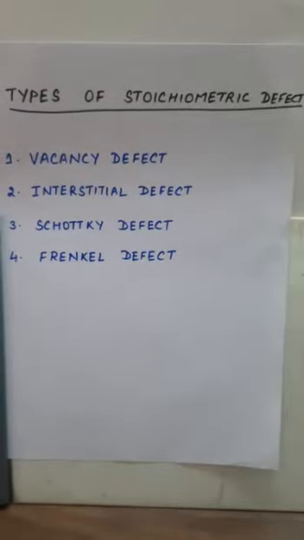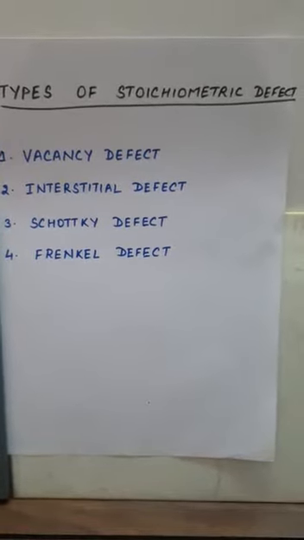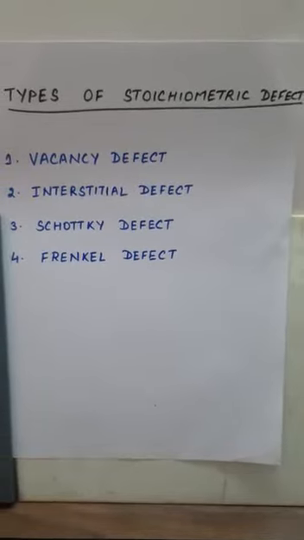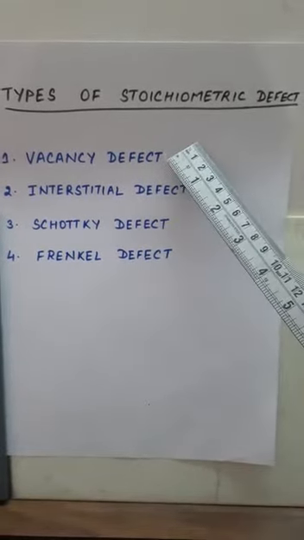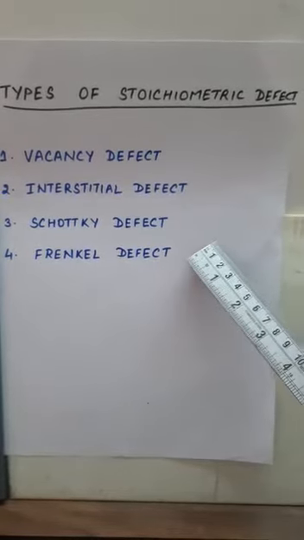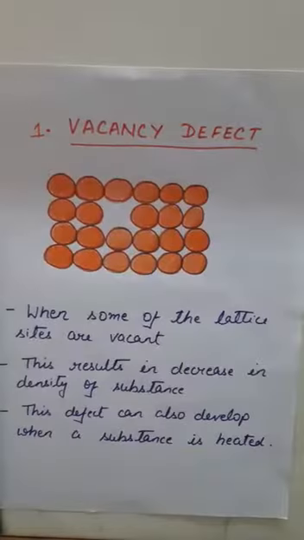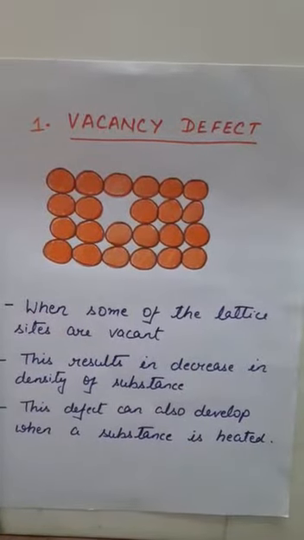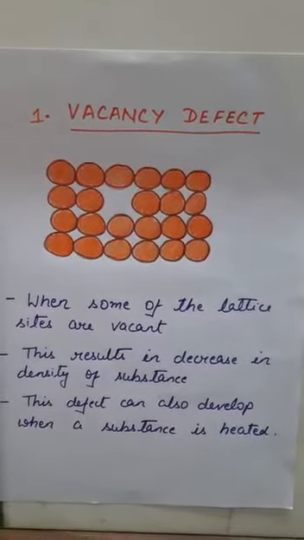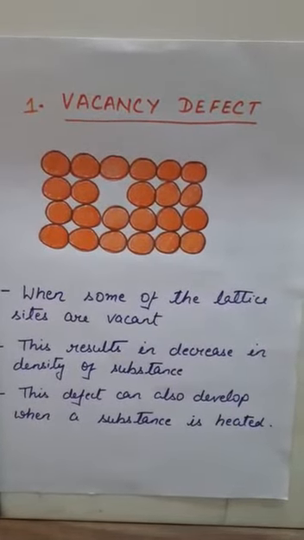Now, stoichiometric defect and its types. In this class, we will mainly take stoichiometric defect. So, it is of four types: vacancy defect, interstitial defect, Schottky defect, and Frankel defect. So, now we will take these defects one by one. First, we will take is vacancy defect. It is the defect which is present due to vacant lattice sites.